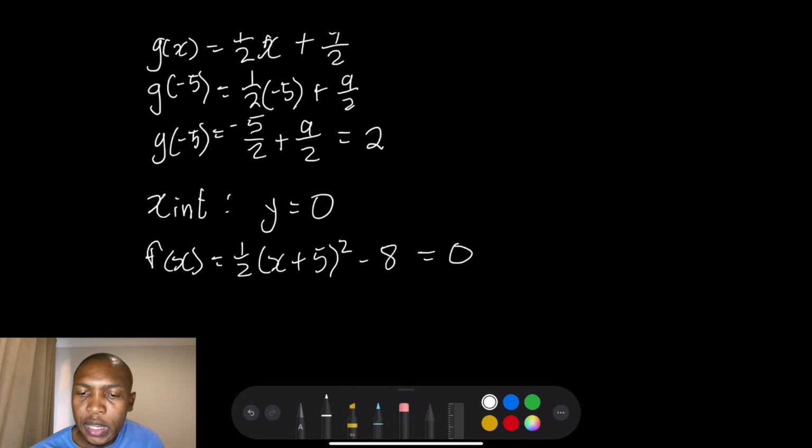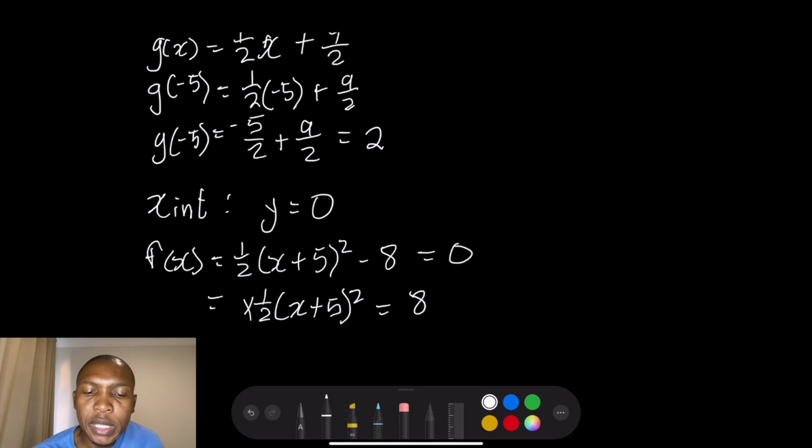Okay, I just wanted to verify this equation. So now if I wanted to solve for this, remember this is equal to 0, so it means that 1 over 2 into x plus 5 all squared would now be equal to 8. So I took 8 to the other side, so I can actually multiply by 2 on both sides to get rid of that half there. So I've got x plus 5 all squared is equal to 16.